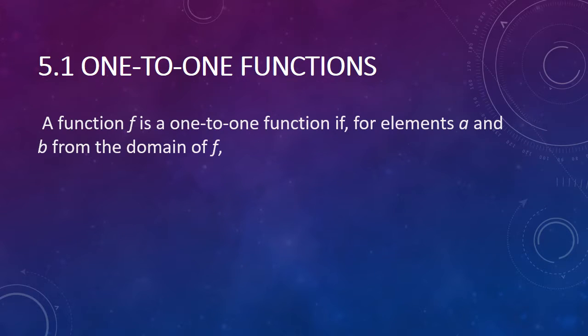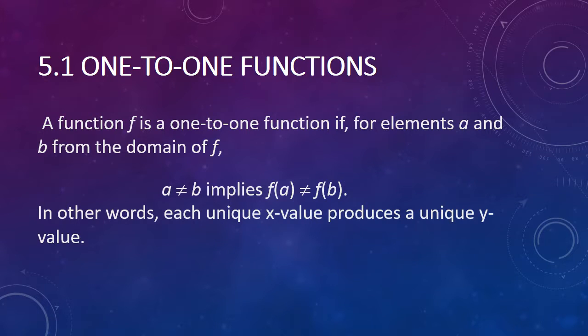A function is one-to-one if, for elements a and b from the domain, a not equal to b implies that f of a is not equal to f of b. What that means is that each unique x value produces a unique y value. In order to be a function, every x can have exactly one y. However, multiple x's can all produce the same y. For example, the equation y equals x squared. If I put in 2 for x, I get 4. If I put in negative 2 for x, I get 4. And that's okay. It can still be a function.